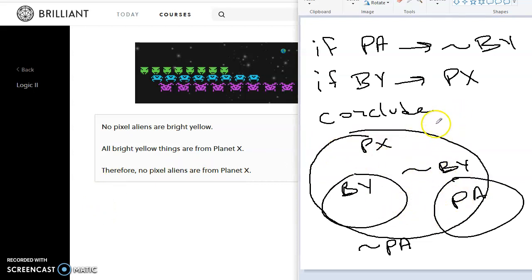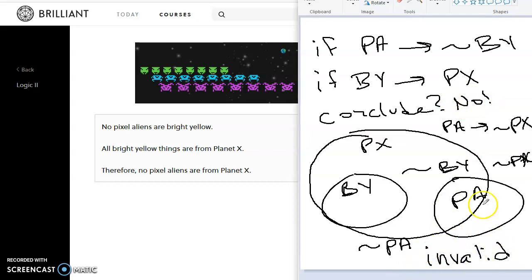And you can see it in the diagram. So the conclusion they're trying to draw is pixel aliens are not planet X. But out here is not planet X. That's X. Pixel aliens could fall in there. So this is invalid. No, invalid conclusion, just because we don't know enough information.